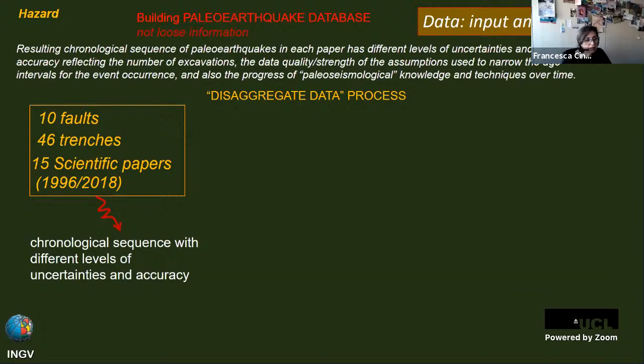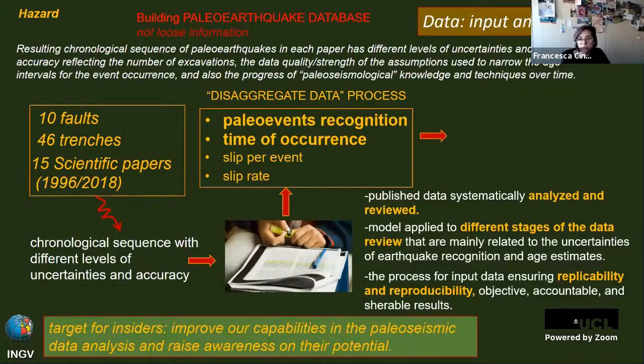And so we started with the systematic analysis and review of these papers. And so we could achieve the first target, that is to improve our capabilities in the palaeoseismic data analysis and raise awareness on their potential. And then indeed we apply the model to different stages of the data review that are mainly related to the uncertainties of earthquake recognition and age estimates. And then also the process tends to ensure the replicability and reproducibility of the data.